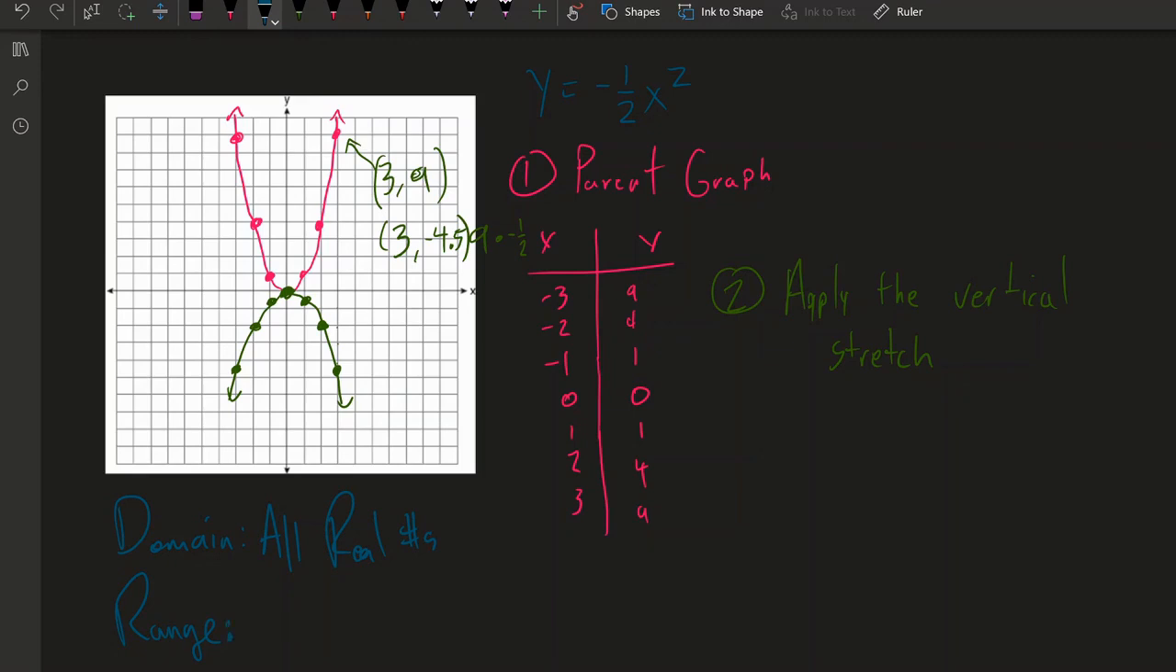Now for the range, looking at the outputs now, this one has been reflected, so it is opening downwards instead of upwards. So that means all of the outputs are right here, and none of the outputs on the green graph are up here. So that means actually the largest one, the vertex, the output is 0, and then all of the outputs are negative. So I actually can't have anything above 0 this time. So that means that the range on this one will be y is less than or equal to 0.